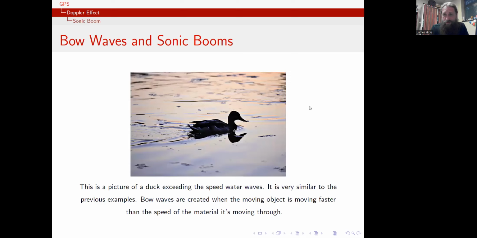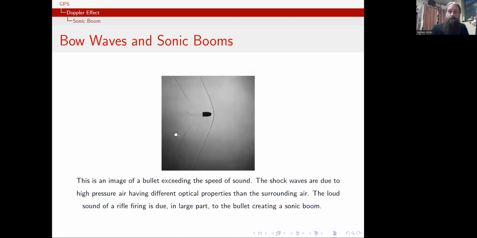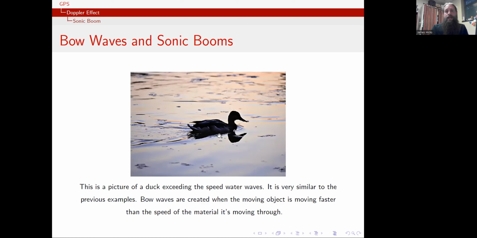This duck swimming in a lake is also making a V-shaped wake with turbulent flow behind it. Looks a lot like this bullet. In this case, the duck is able to swim faster than the waves can get out of its way. It's essentially moving faster than the speed of sound in water, and that's another example of kind of like a sonic boom.